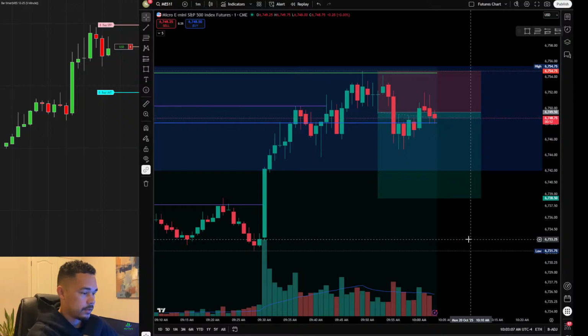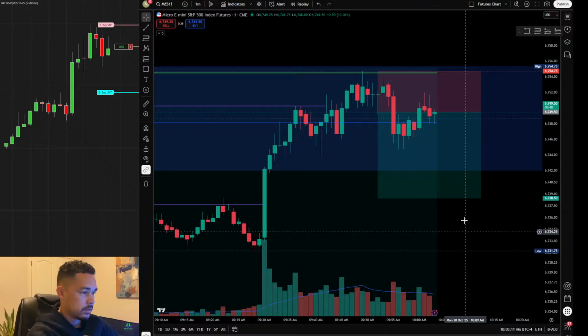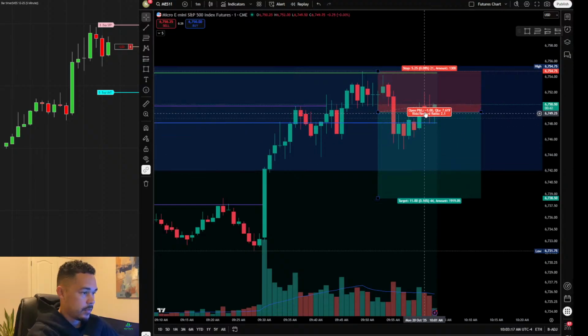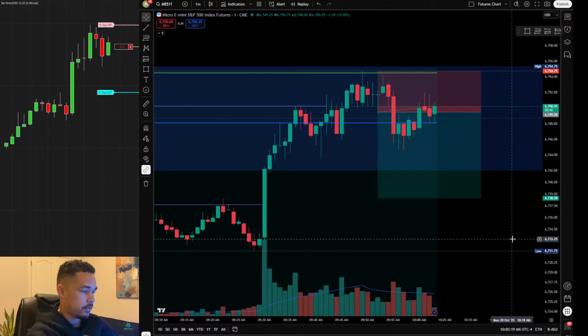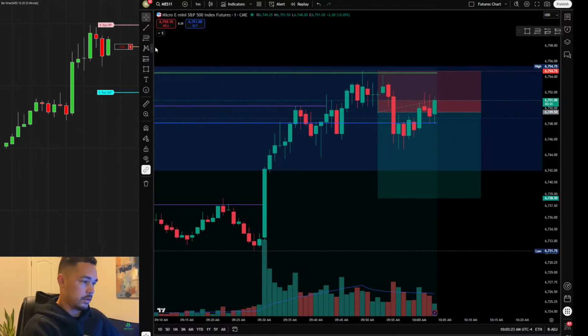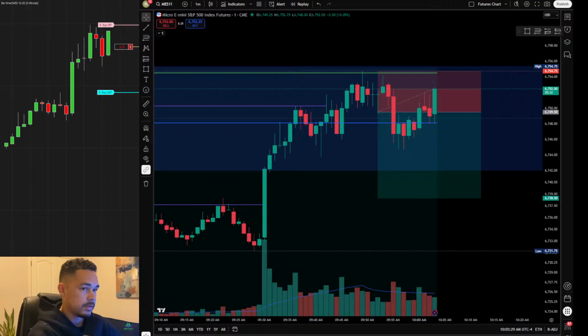Okay, so we have a nice rejection. If we can somehow get past this point of control area to the downside and then retrace, then we can have an opportunity for it to continue to go down. If not, then I might use this area to continue to push up, which it looks like it is.